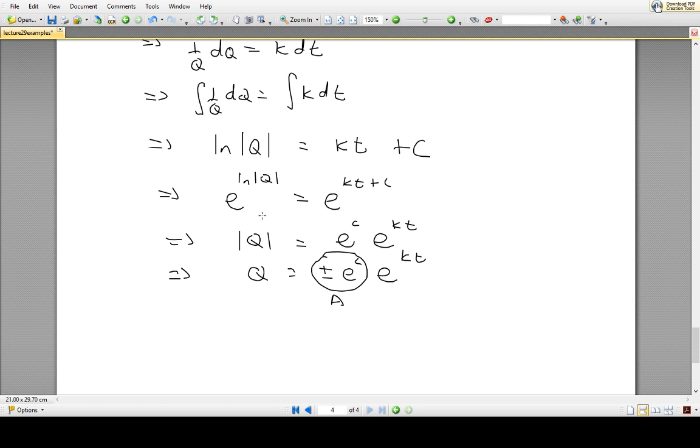And so at the end of the day, our solution becomes q is equal to a e to the kt, where a is any real number.